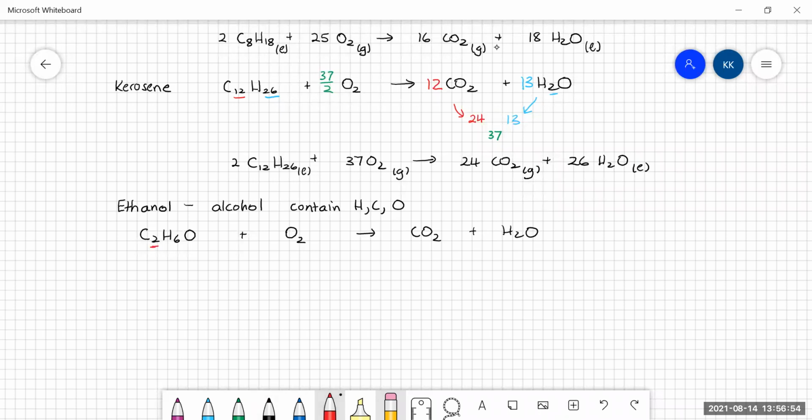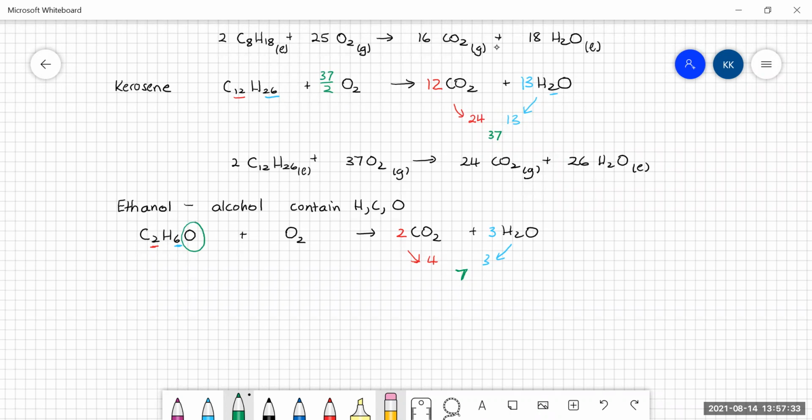2 carbons in the fuel means 2 carbon dioxides. 6 hydrogens means 3 waters. Do our tally. 4 oxygens from here and 3 from here. So our total is 7 oxygens that we need to find. Now comes the tricky part. You have to remember there's already an oxygen in the ethanol. So we only need to find 6 more to make up that 7.